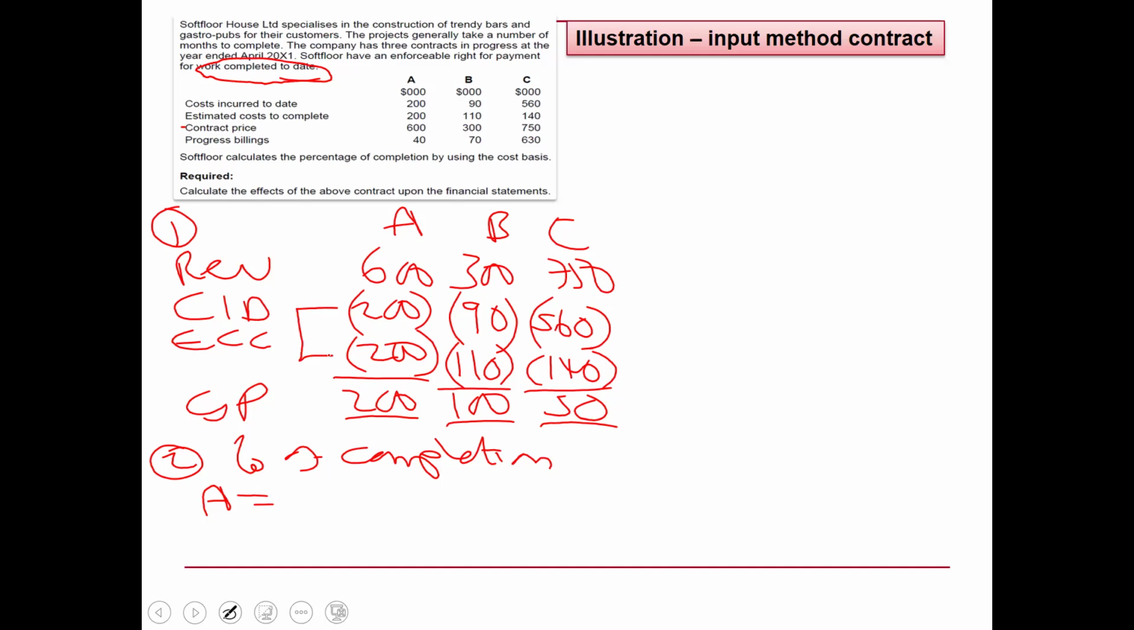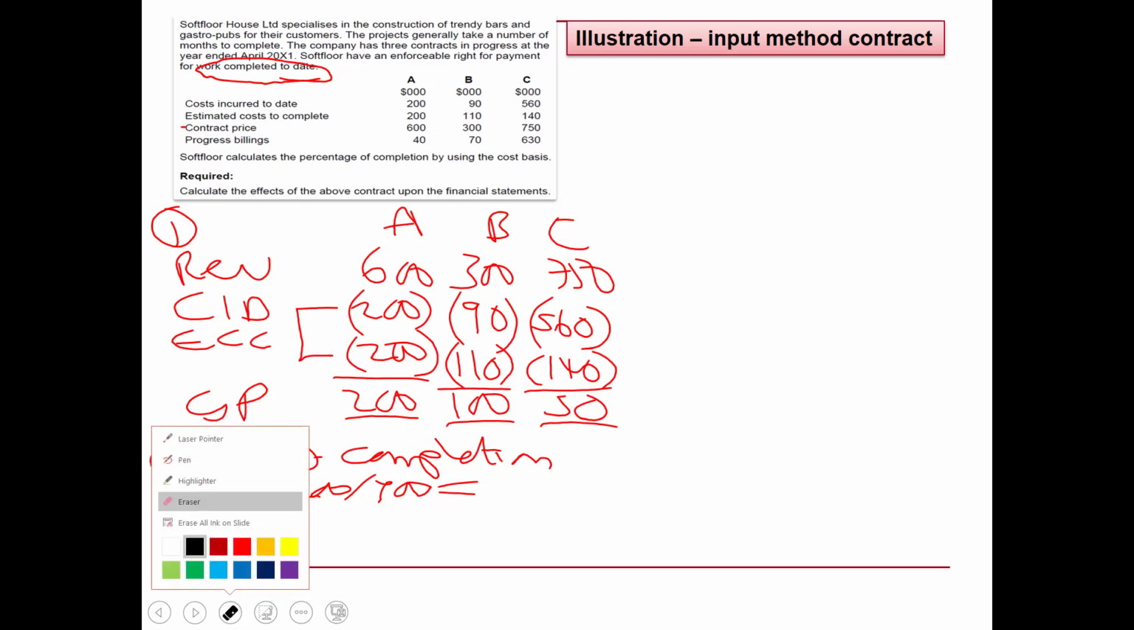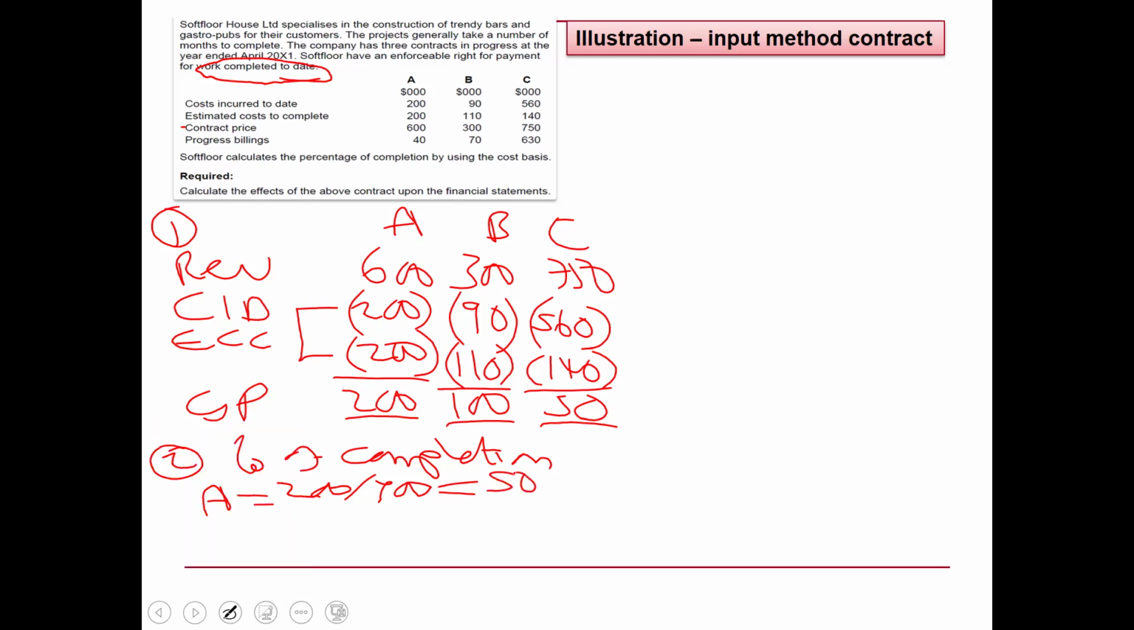We are hoping, or we have estimated, that we are going to complete, which means our percentage of completion becomes the 200 we have already incurred over the total cost of the project, which is 400, which means we are 50% through. So we are going to say 50% there. With regards to B, so far we have incurred 90. The total cost to complete is 200, which means we are 45% through.